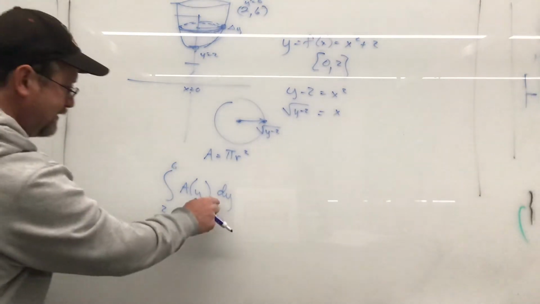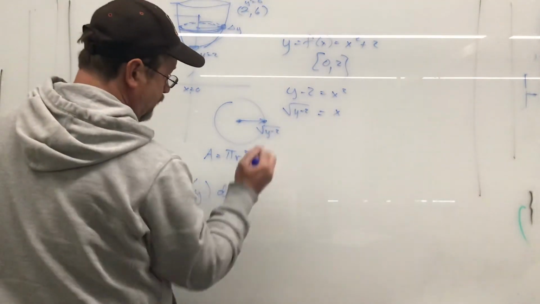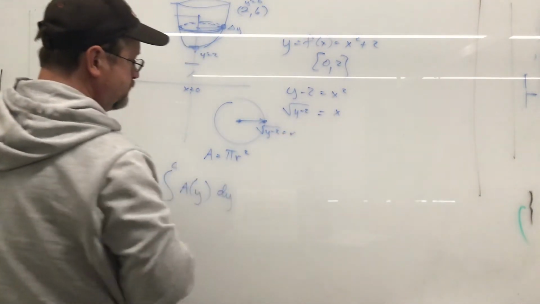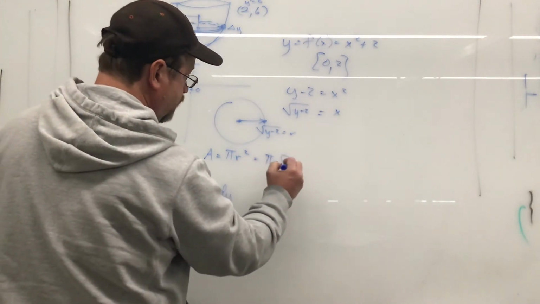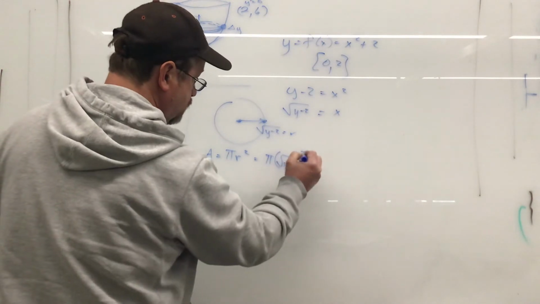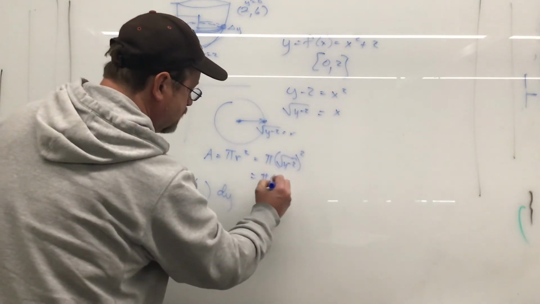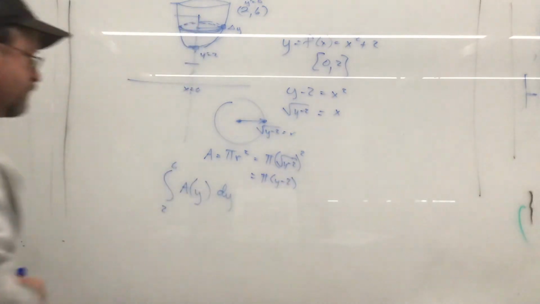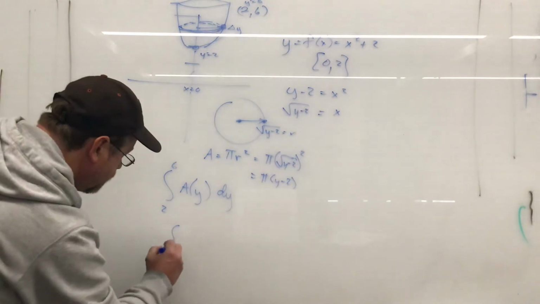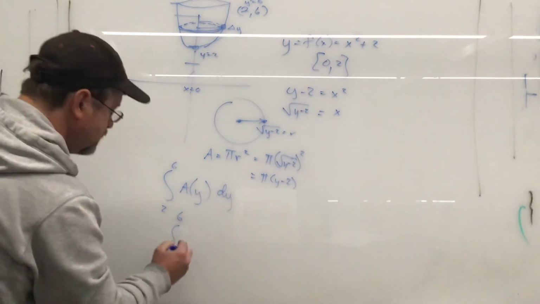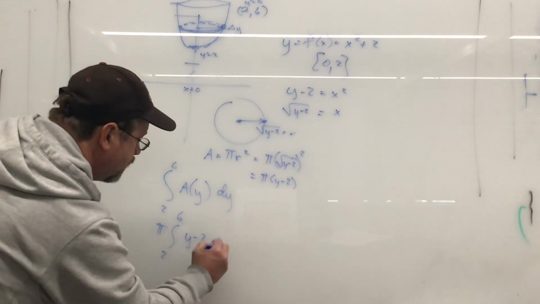What is that area? Well, I need that area to be in terms of y. I know that the radius is this. Therefore, pi times the square root of y minus 2, quantity squared. So it's just pi times y minus 2. I then actually put this into the formula. I said I'm going to integrate from 2 to 6. Pi is a constant, I can bring that outside here. I've got y minus 2 dy.